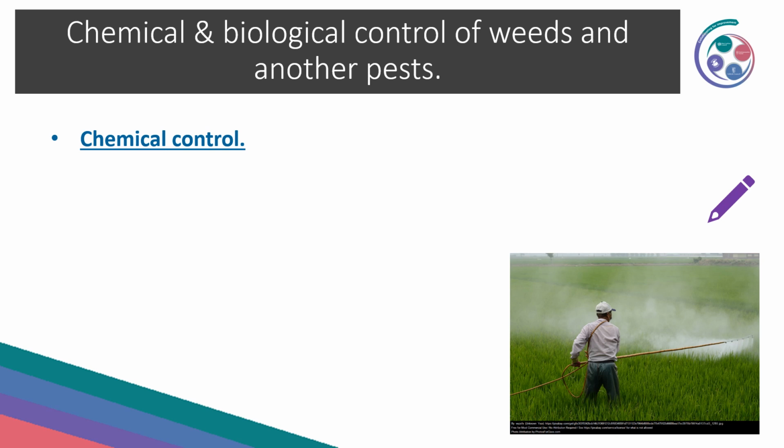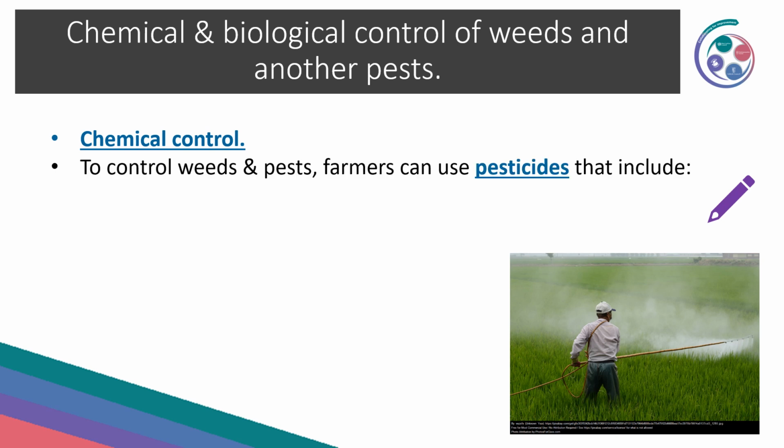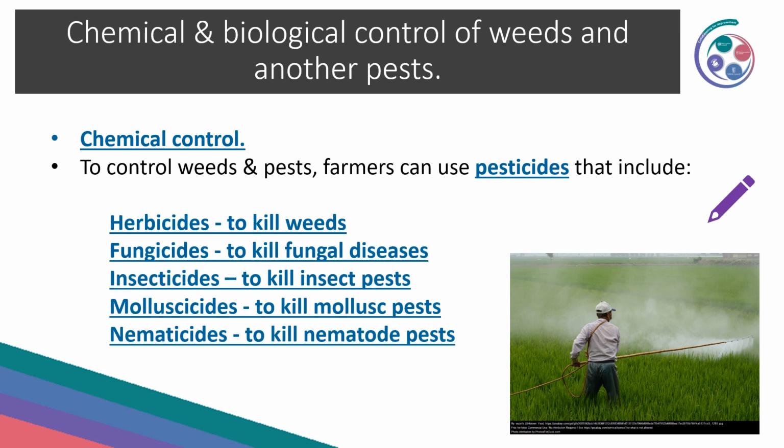Firstly, let's talk about chemical control. Pesticides is probably a word that a lot of people have heard before. Pesticides are used by farmers to control weeds and pests. The word pesticide is an umbrella term that includes all the chemicals seen on the screen. Herbicides are used to kill weeds, fungicides to kill fungal diseases, insecticides to kill insects, molluscicides to kill mollusc pests, and nematicides to kill nematode pests.